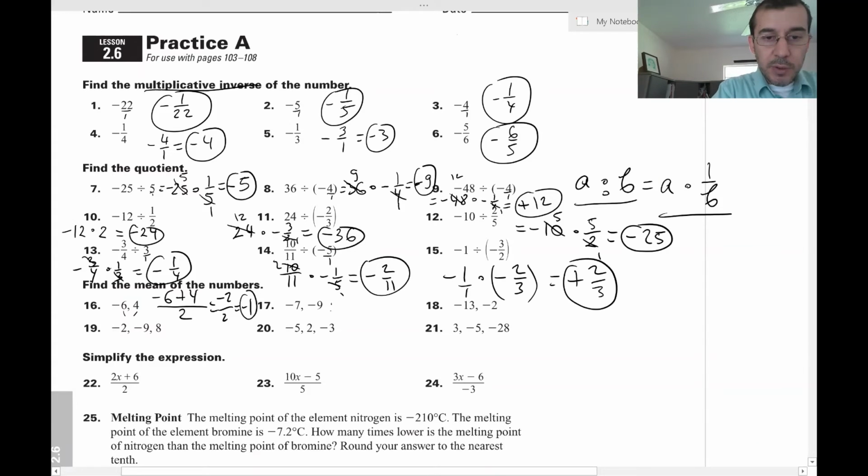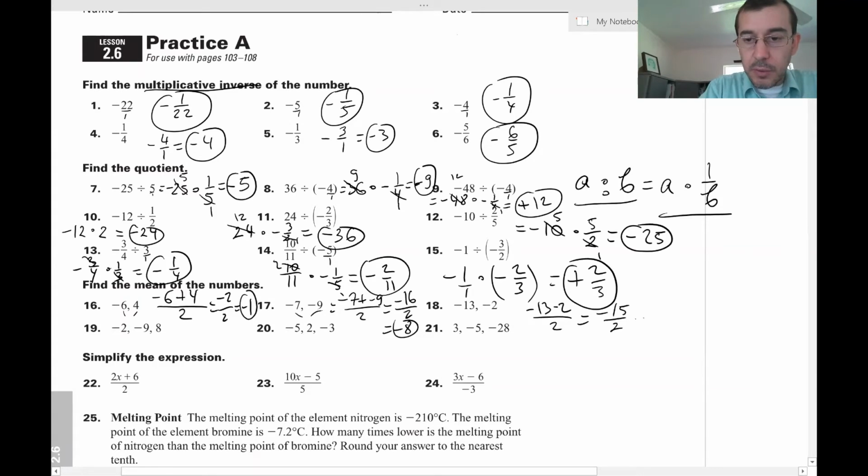For number 17, we're adding up the numbers. Minus 7 plus minus 9 over, we have two numbers, over 2. Minus 7 and minus 9 is minus 16. Over 2 is minus 8. Okay. Number 18, we're adding up these numbers. So minus 13 and minus 2 divided by, we have two numbers. So that's minus 15 over 2, or minus 7.5.